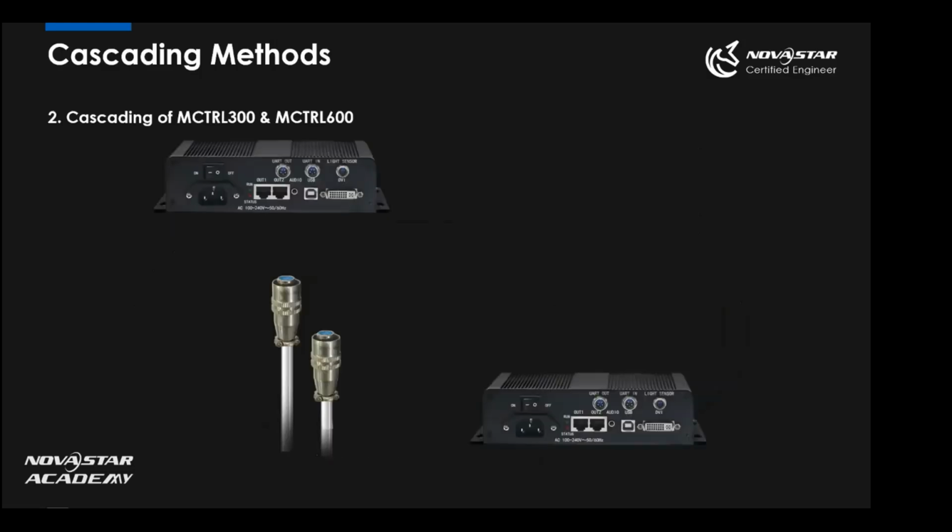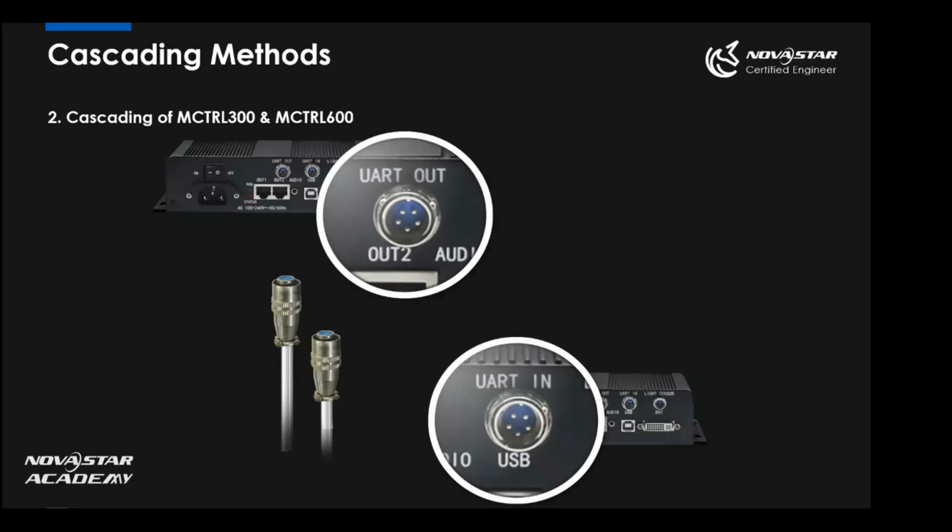Next one, we have the M Control 300 and M Control 600. We can see in the picture, it has a box over there. And the cascading interface is also different. We have to use another kind of cable. We can see it in the middle of the picture and connect the UART out to the next sending card's UART in. The connection is the same, just the cable and interface are different.